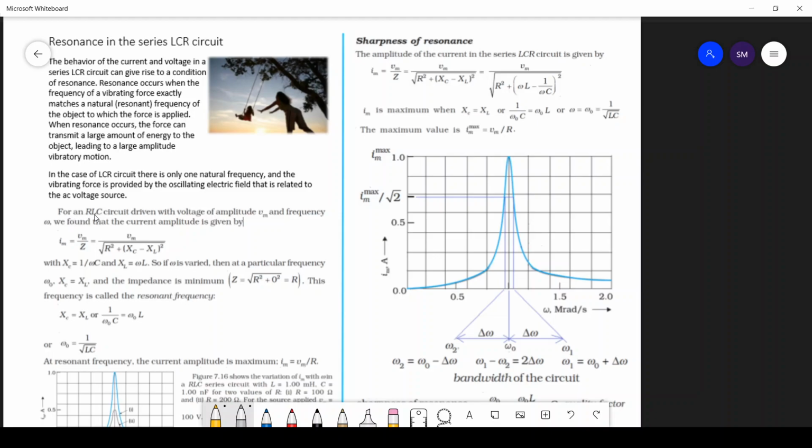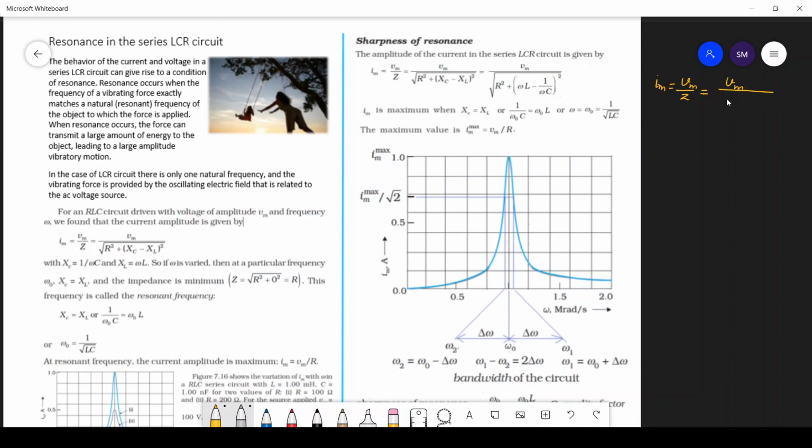Now, this LCR circuit, or you can say RLC circuit, is driven with the source voltage whose amplitude is Vm and frequency omega. We have already found that the current amplitude in LCR circuit is given by Im equals Vm by Z, where Z is the impedance, just like we have resistance in the pure resistive circuit.